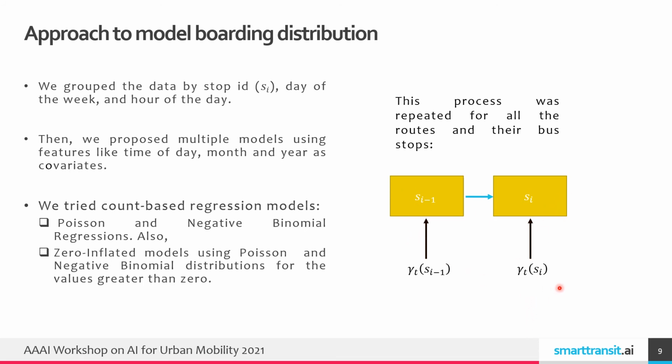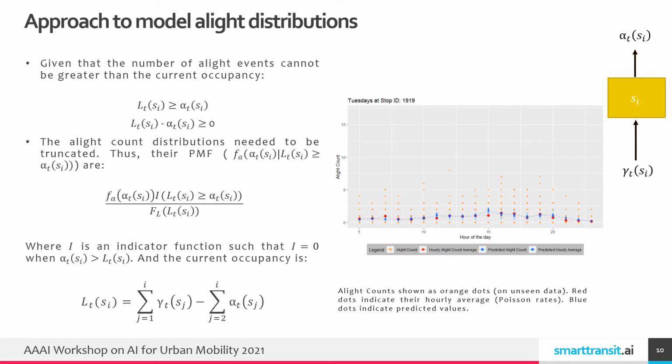Then we model the alight counts. For this situation, we need to guarantee that the current alight count is less than or equal to the current occupancy. Therefore, we need to truncate the alight count distribution to avoid negative occupancies. Here, I is an indicator function, and the current occupancy is given by the difference of the cumulative board and alight counts.